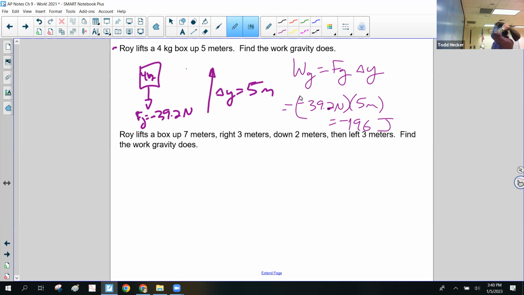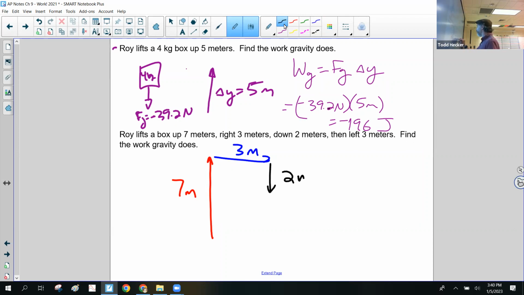Now, in the second example, we're still going to lift it up 5 meters, but we're going to take a different path. Here's what we're going to do this time. We're going to go up 7 meters, and then we're going to go to the right 3 meters.